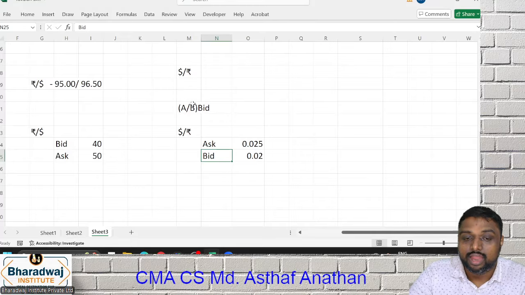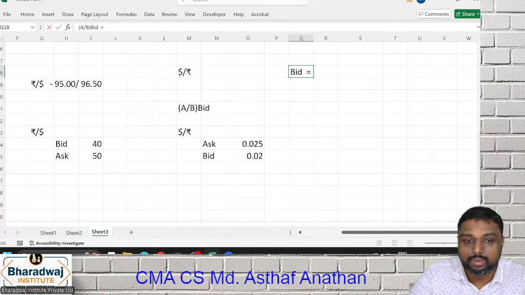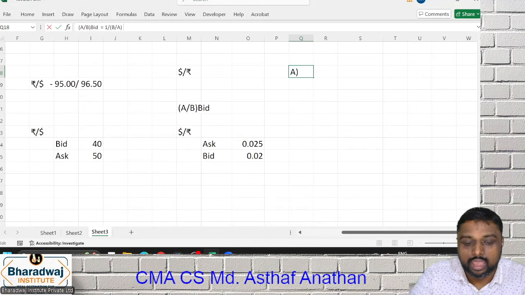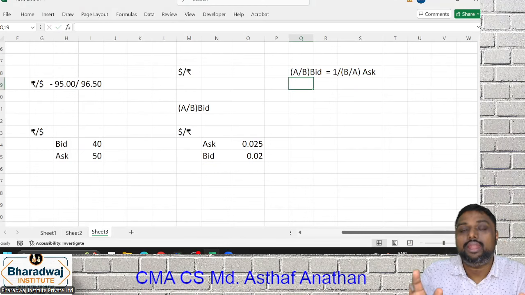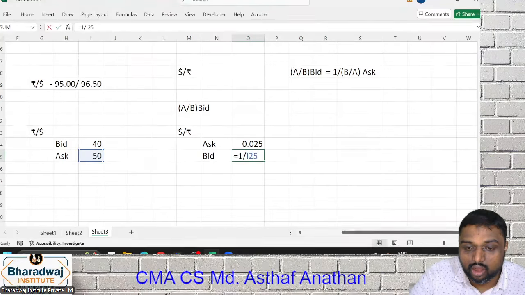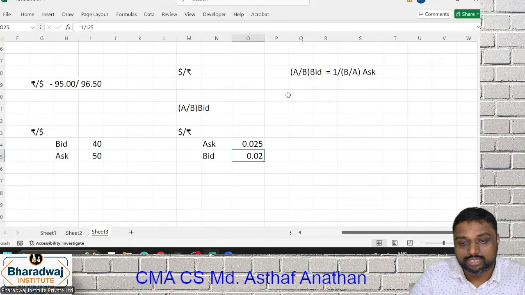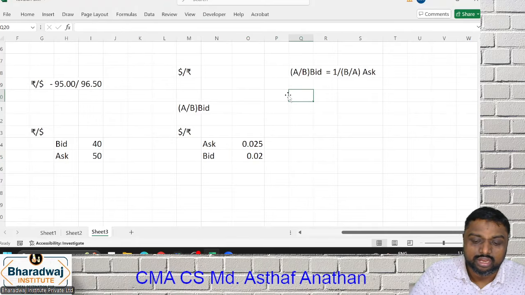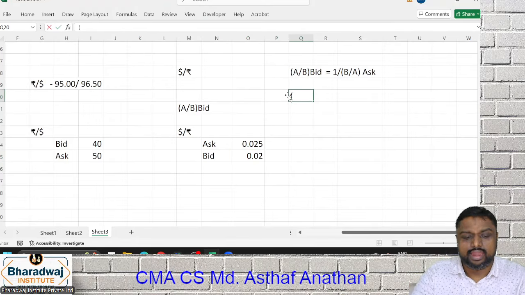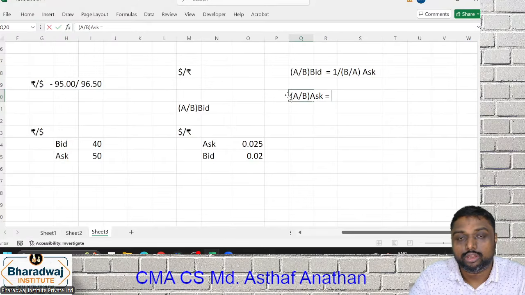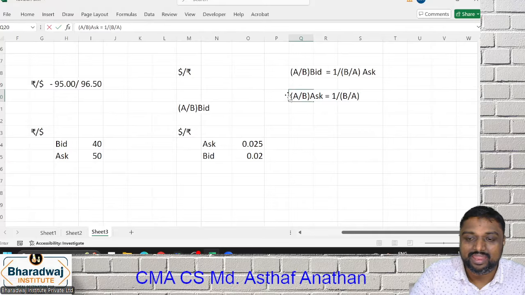Because of this reason, as all of you know, if you want A by B bid, the formula is 1 by B by A ask. That is, if you want the bid, when you are dividing, you have to take the higher number. The reason is that we get a lower number only by dividing by the higher number. Same way, as everyone knows, but still I am telling, when you say indirect quote versus direct quote, this concept is not there, you can directly take. When you have A by B ask, what do you do? 1 divided by B by A.